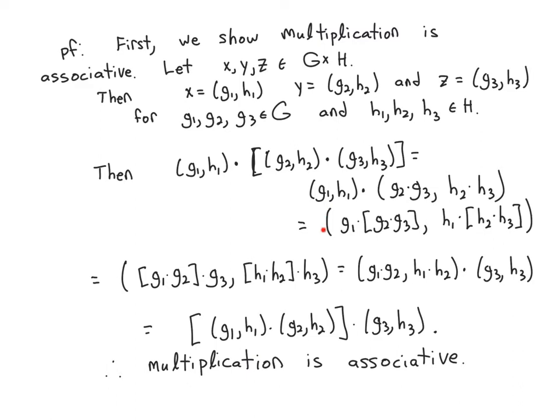It's going to be an ordered pair. The first coordinate is the product of the first coordinates, so g1 times [g2 g3]. The second coordinate is going to be the product of the second coordinates, h1 times [h2 h3]. Well, multiplication in G is associative, so I can move these square brackets over and get [g1 g2] times g3. And H is a group, so multiplication in H is associative, so I can move the square brackets on the second coordinate as well.